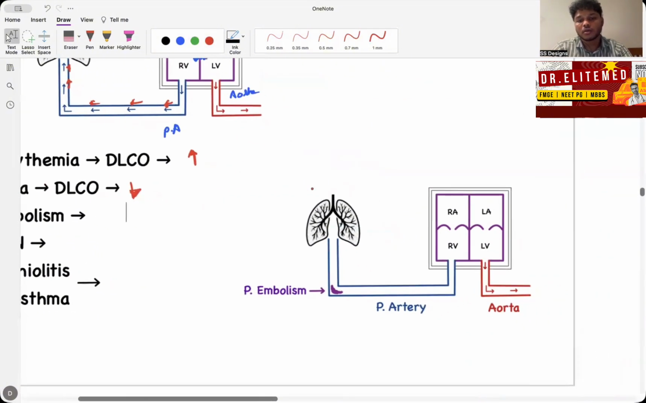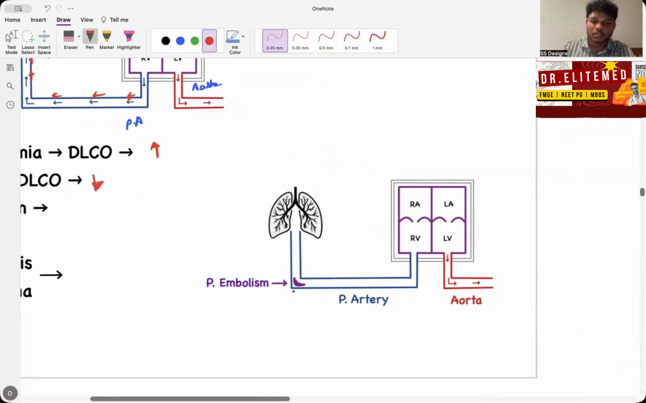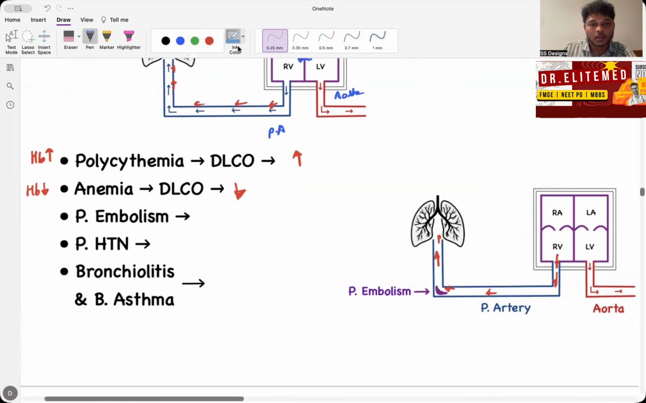If you see pulmonary embolism, let's suppose there is an emboli here, what is going to happen is the amount of blood going through the pulmonary artery is going to get narrowed. So the blood hemoglobin volume is going to get reduced, and ultimately in pulmonary embolism it is decreased, right? If there is pulmonary hypertension, what happens? Decreased, right?